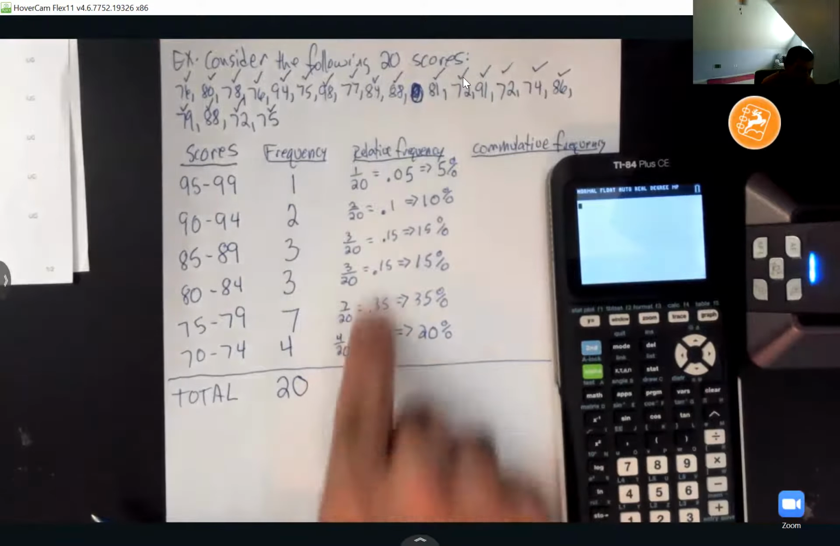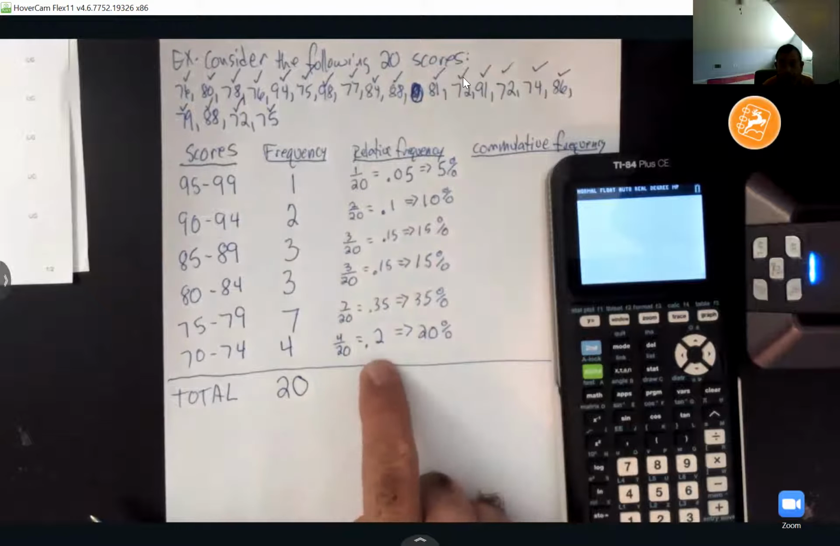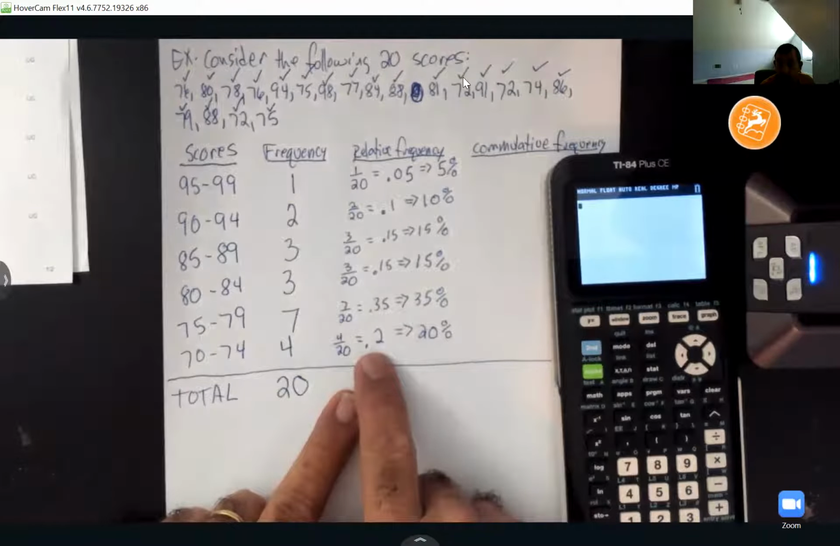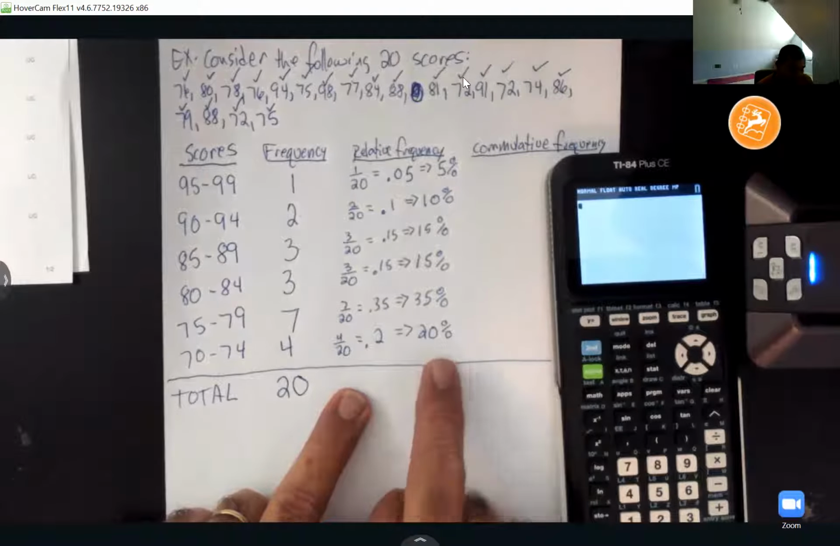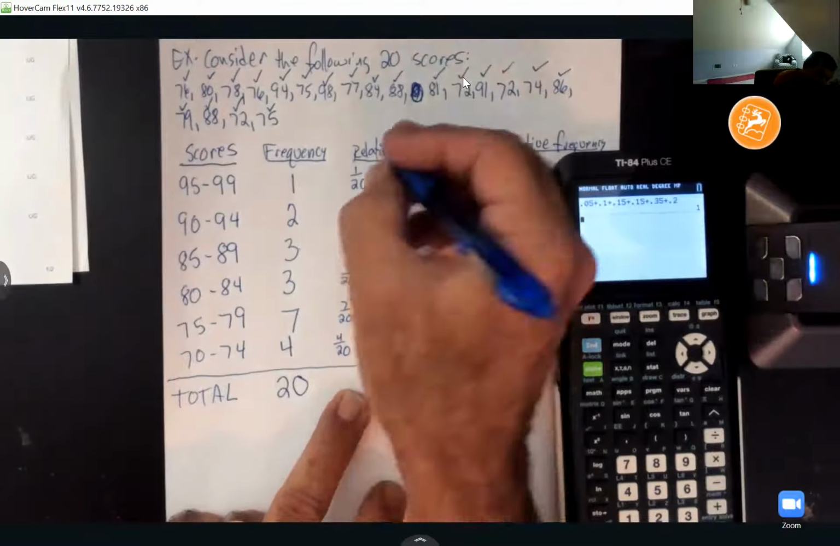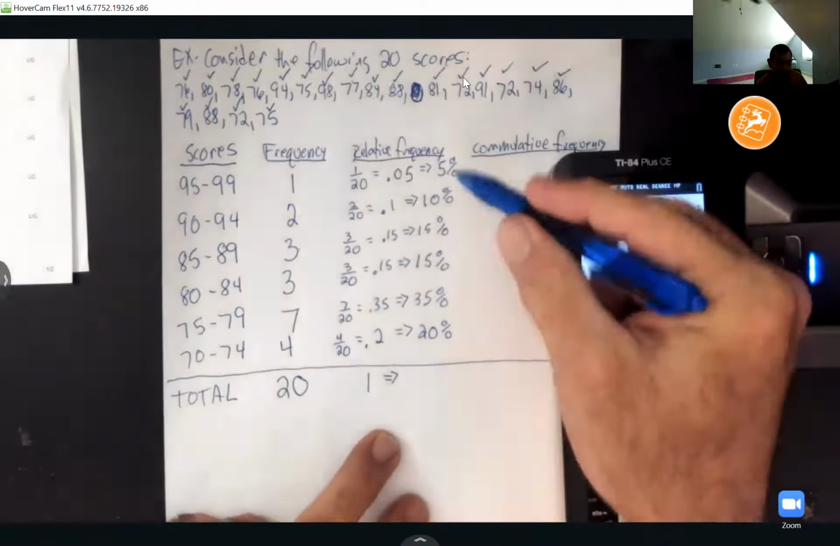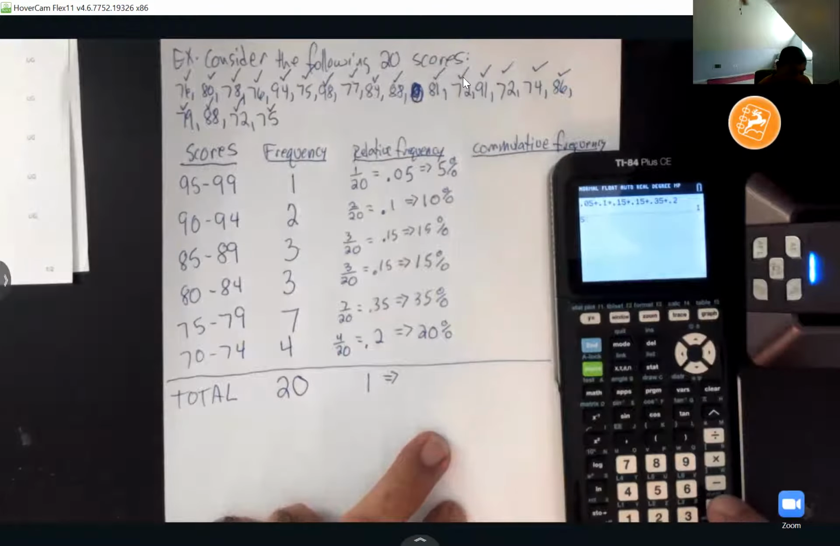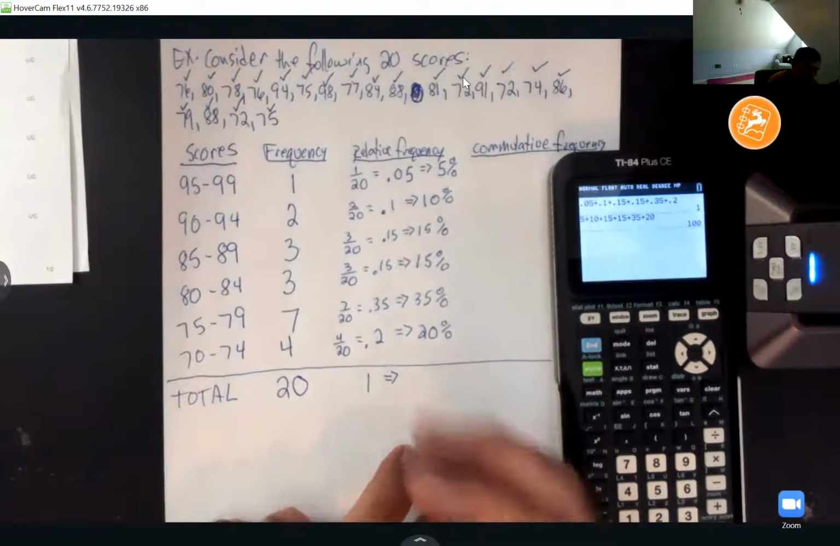So here's the thing. If we did this correctly, all these percents have to add up to 1. I mean, all the decimals have to add up to 1. All the percents have to add up to 100. So let's see if we're good. 0.05 plus 0.1 plus 0.15 plus 0.15 plus 0.35 plus 0.2 equals 1. So this row added up to 1 like we needed. So let's see if this adds up to 100%. So I got 5 plus 10 plus 15 plus 15 plus my 35 plus 20. Add them all together and we get 100%.